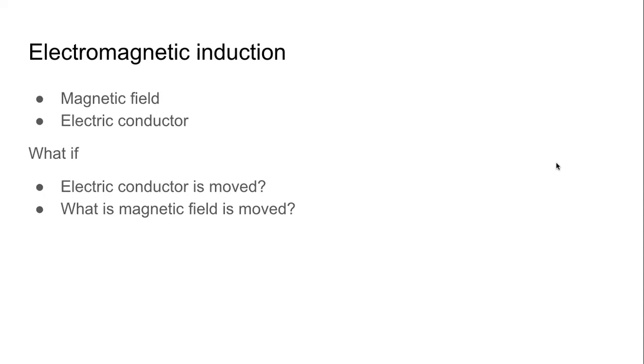The question now is, suppose we reverse some things. What do we reverse? Suppose we have a magnetic field, that is, we have magnets and we have an electric conductor. But instead of passing electric current through it, suppose we move the armature mechanically, by hand, in some way.